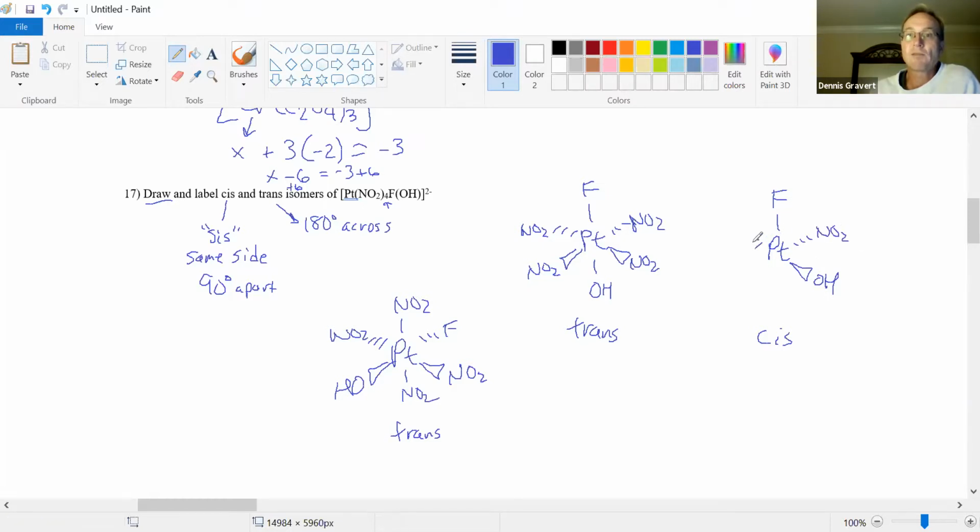Then to get full credit, finish drawing the rest of the complex. That's supposed to be a wedge. Good. Got 4 nitros, a fluorine, and hydroxide. We're done. Yay, that was pretty nice.